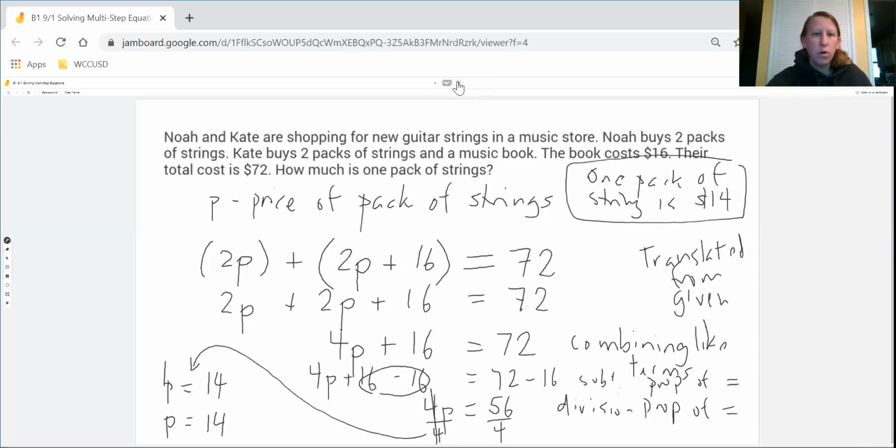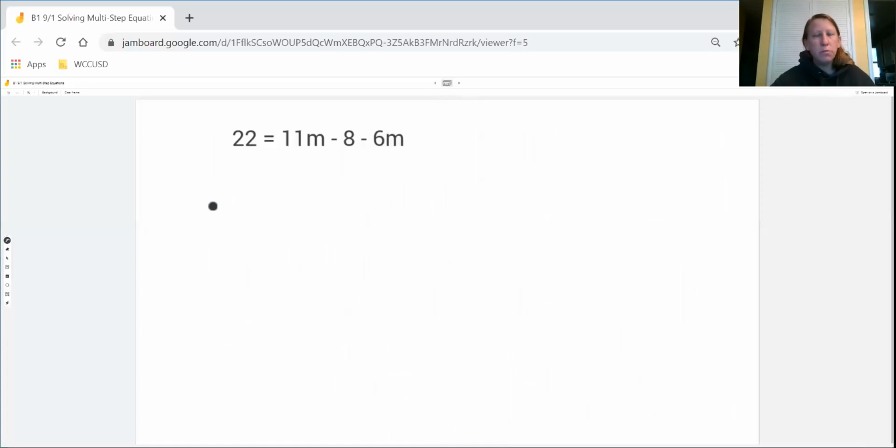Here's another problem. And this is a multi-step. There's more than one thing happening here. There's more than 2 things happening here. We have an M. M could stand for M&Ms. I don't know, we're gonna buy 11 packs of M&Ms, and then we got $8 from someone, so we don't have to spend that, and then we change our mind. We say, actually, I don't want those 6 packs of M&Ms, that's too much.